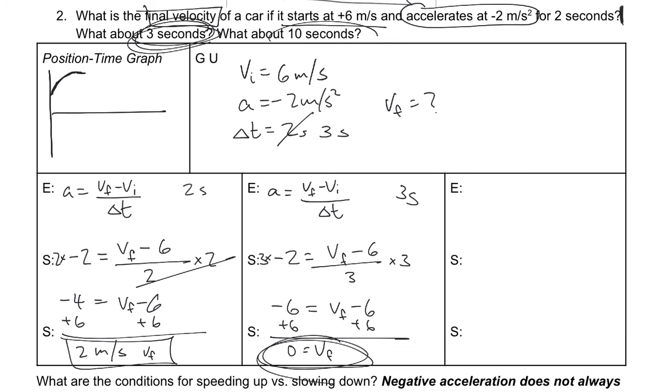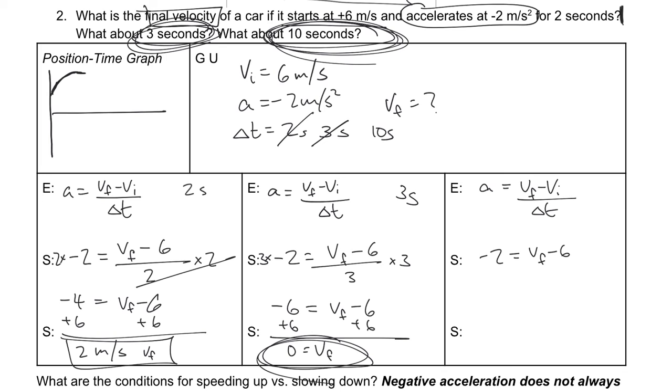Then we're going to do 10 seconds, see what's happening at 10 seconds. So we'll switch this delta t to 10. Same steps. Acceleration equals VF minus VI over delta t. Now it's negative 2 equals VF minus 6 over 10. So this time we're multiplying by 10 on both sides. Those cancel out. You get negative 20 equals VF minus 6. Add 6 to both sides. And this is now negative 14 equals your VF. That's going pretty quick in the negative direction.